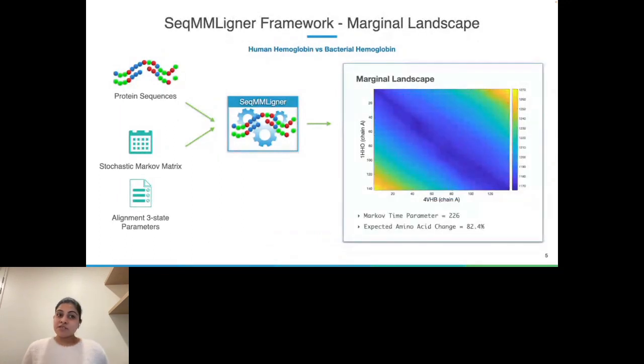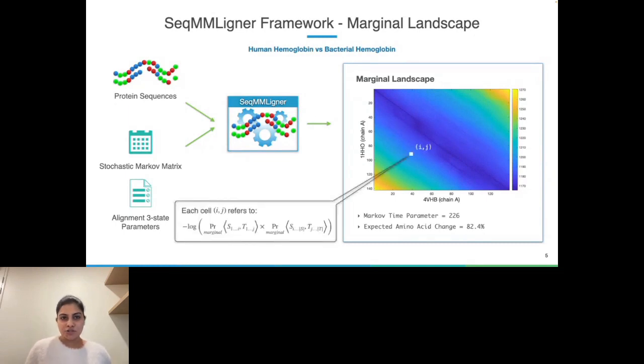A significant property of the seq-Malina framework is that it additionally allows you to infer the relationship between two sequences in an unspecified way. This is done using the notion of marginal probability over all possible alignments between the protein sequence pair. What you see here is a marginal alignment landscape where each cell ij gives the negative log of the probability that the prefixes are being related and the suffixes are being related. The dark blue regions show the relatively high probability regions of sequence relationship between the two proteins.